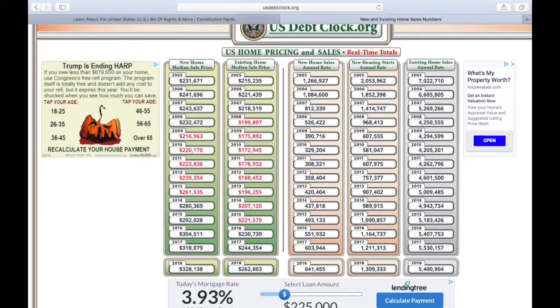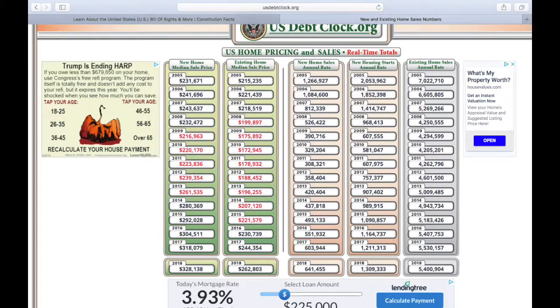U.S. home pricing and sales, historical data, and the U.S. debt clock. The first slide you'll see is the usdebtclock.org U.S. home pricing and sales real-time totals.